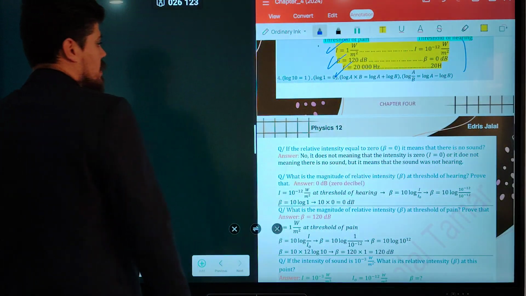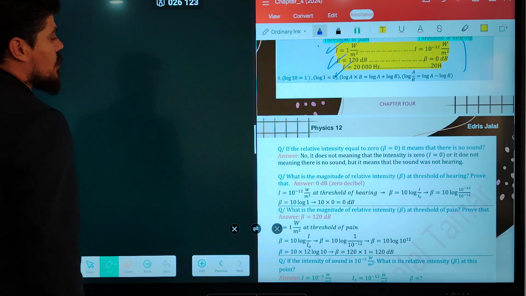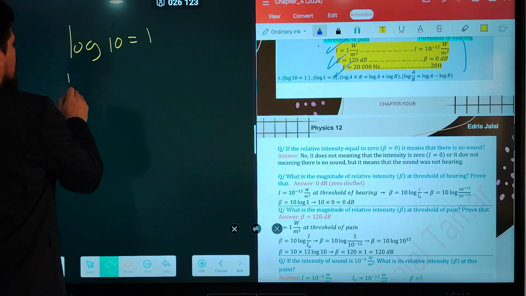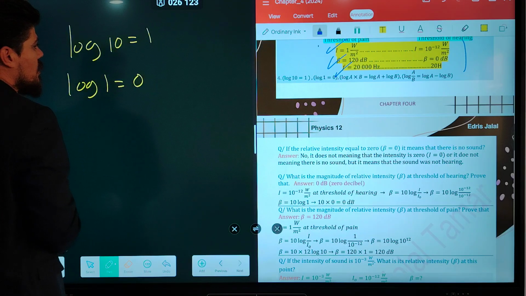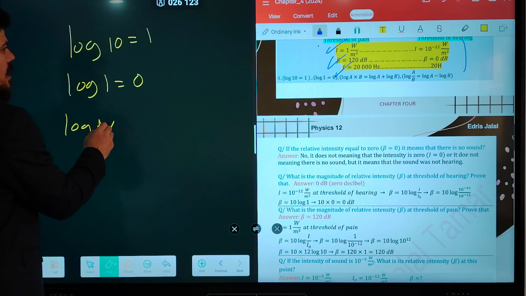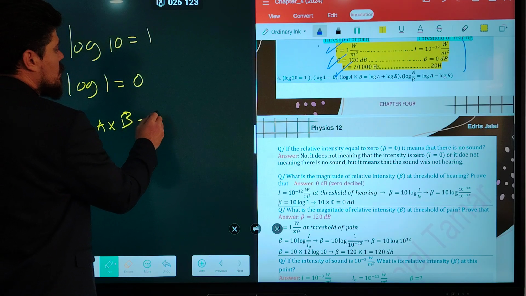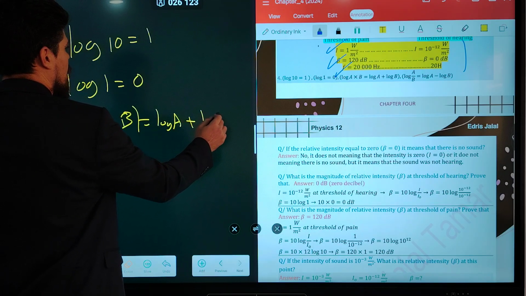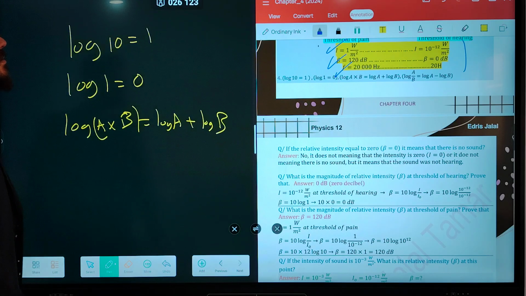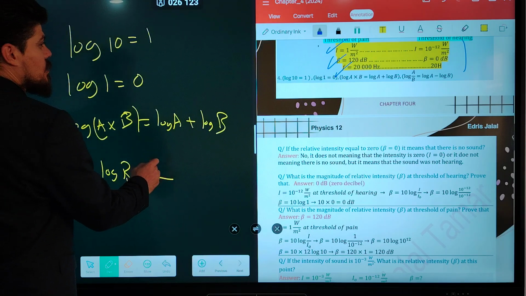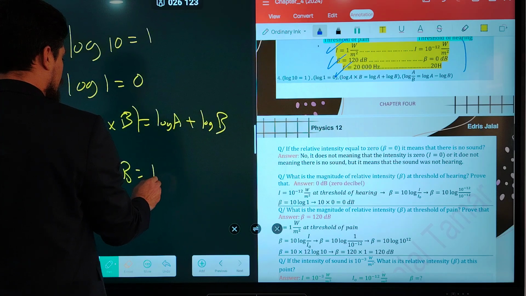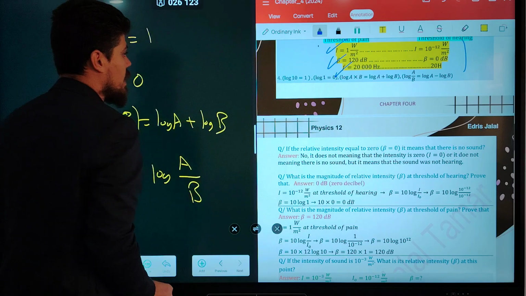Guys, we have some equations, some rules from basic math for the logarithm. Logarithm 10 is equal to 1. Logarithm 1 is equal to 0. Logarithm A times B is equal to logarithm A plus logarithm B. Logarithm A minus logarithm B is equal to logarithm what? As you can see here, it is equal to logarithm A over B. Okay?